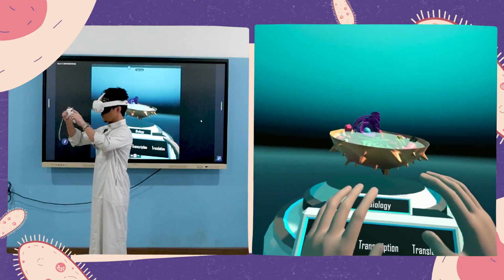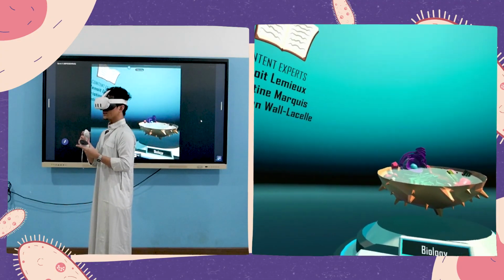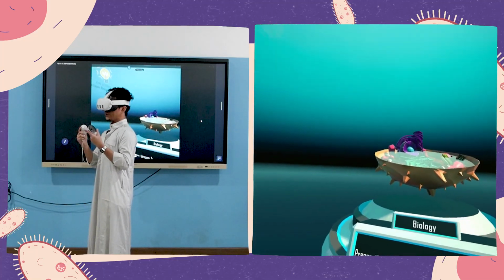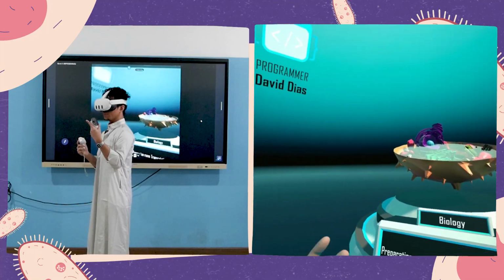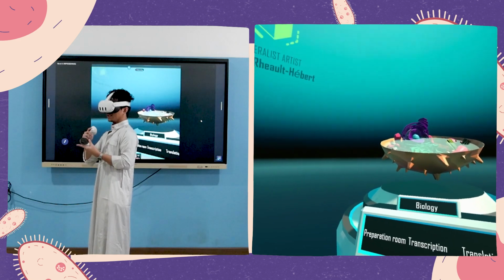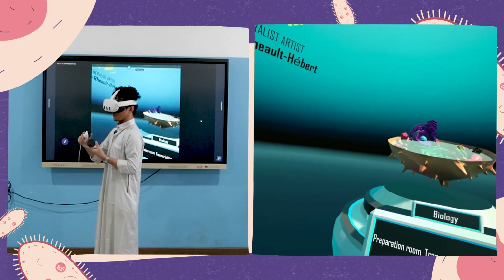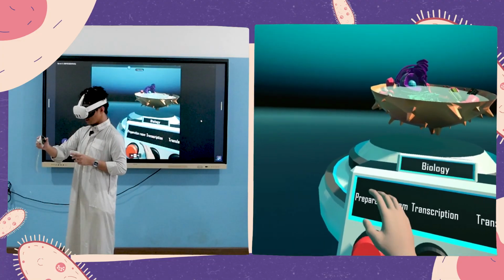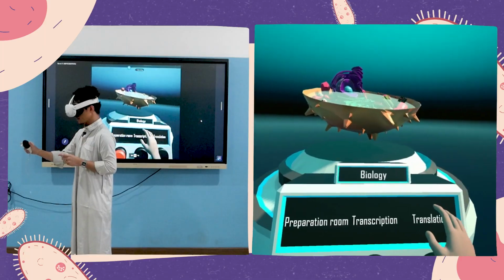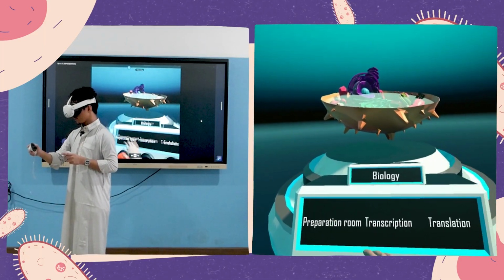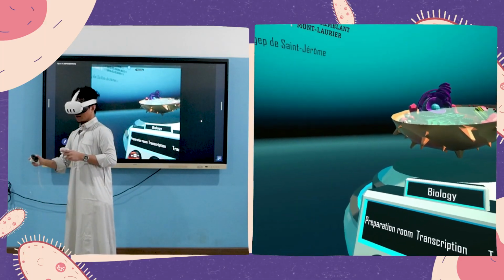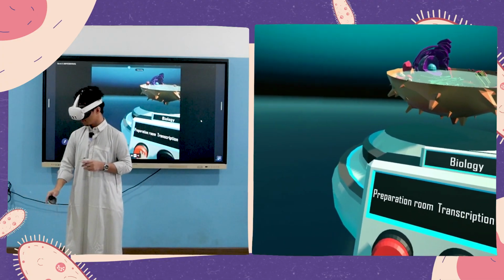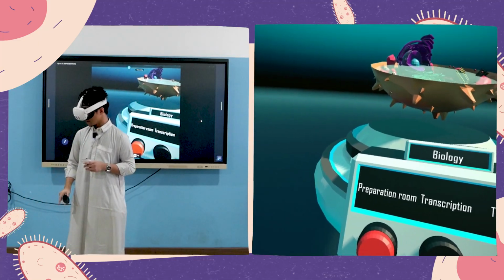So within this entire process of healing this person from cancer, we're going to be doing it by helping the cell make a certain protein, to be synthesized and sent to the correct target in order to heal this patient. Now, there's going to be three processes right here. We have the preparation room, transcription, and the translation. So we're going to start off by going to the preparation room.